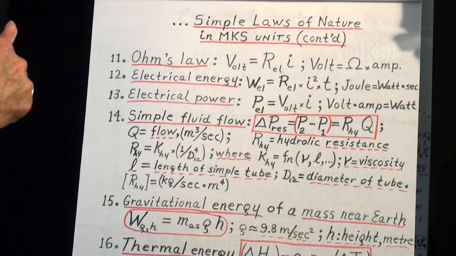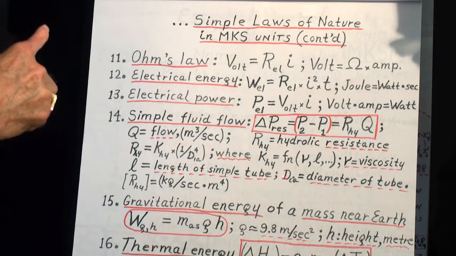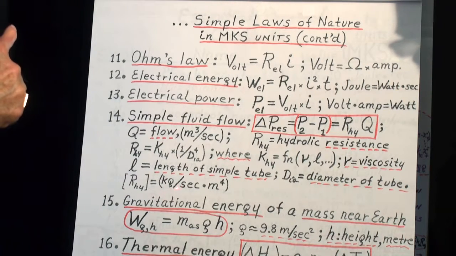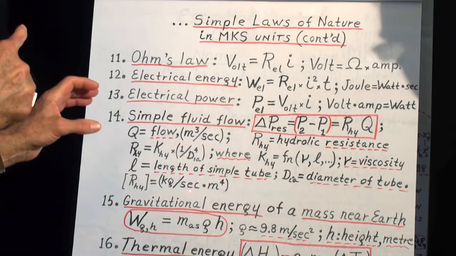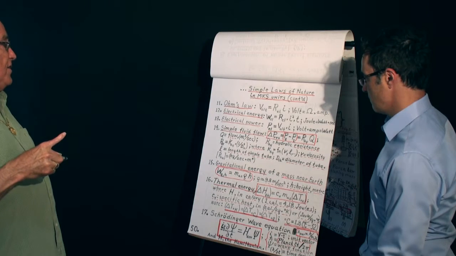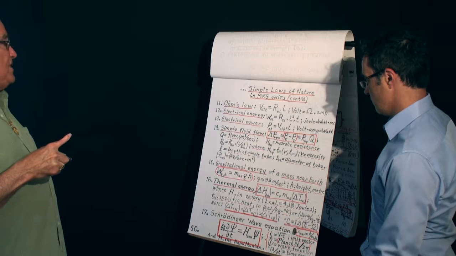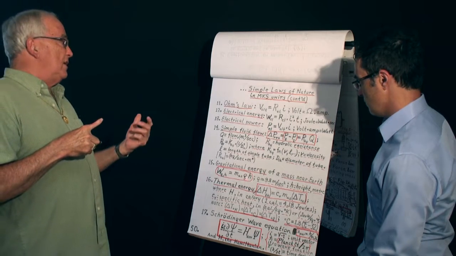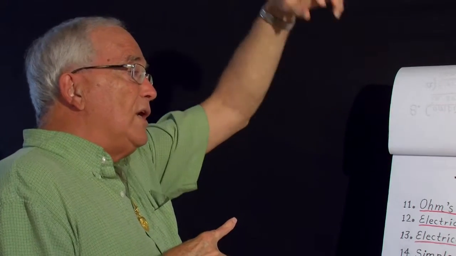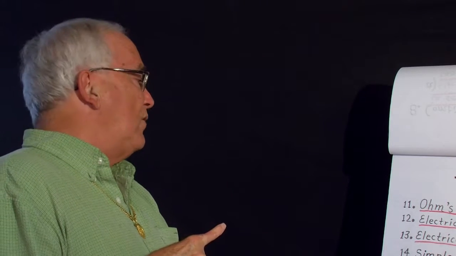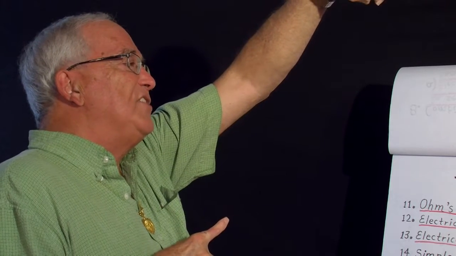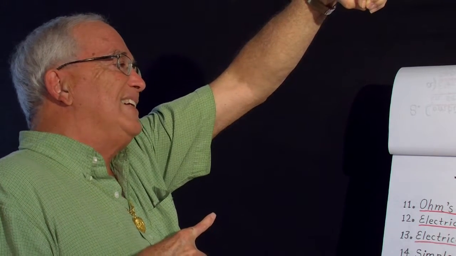Now L is the length of a simple tube, for instance, then the diameter of the tube, and hydraulic resistance. In units, it's kilogram per second, the flow that goes through, per meter squared. Gravitational energy of a mass near the Earth is mgh: the mass times gravitational acceleration times the height. And if you let it fall, when it gets to the ground, it will have the exact same kinetic energy as the potential energy that it had when you held it still there.